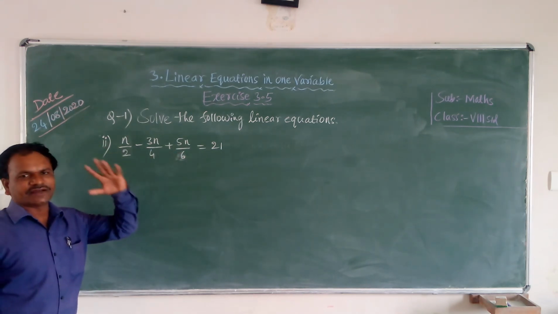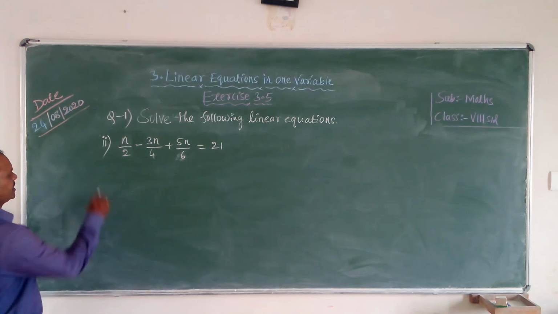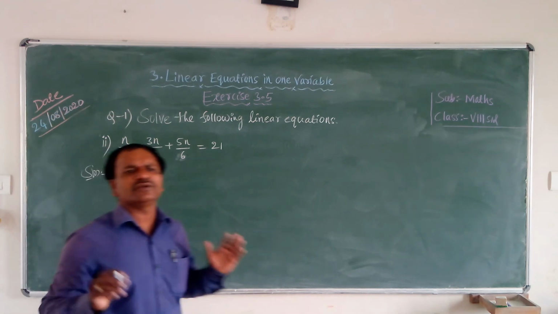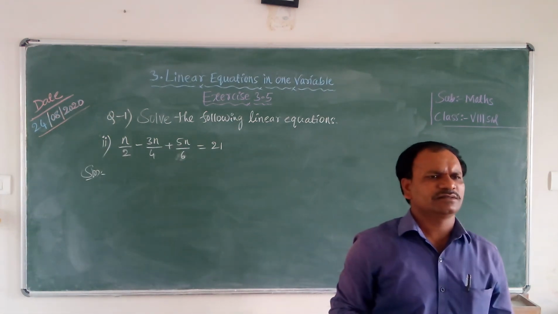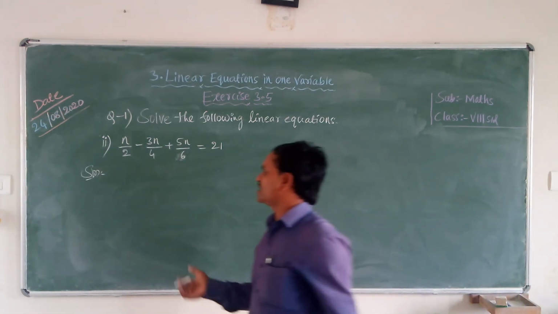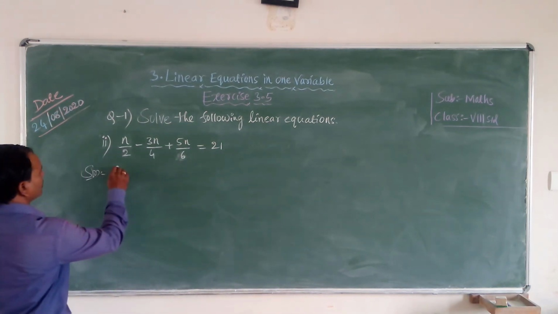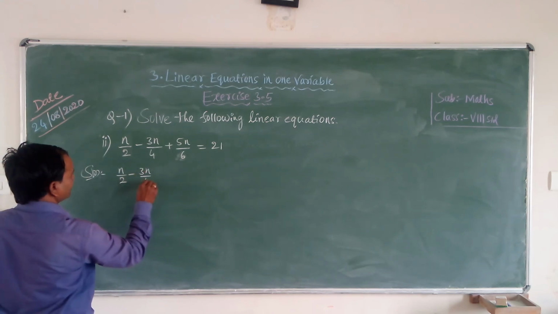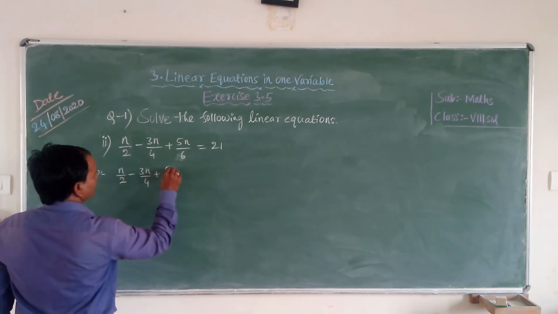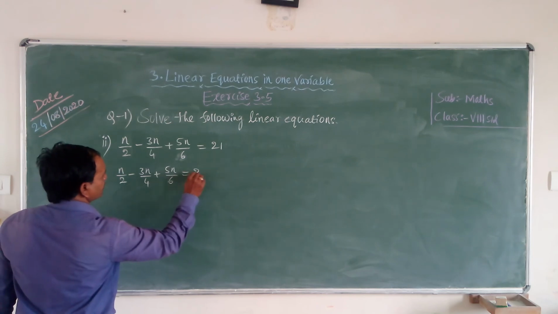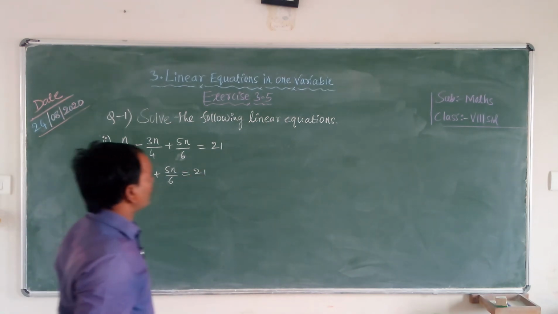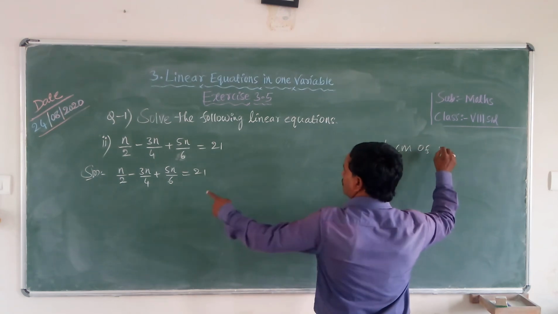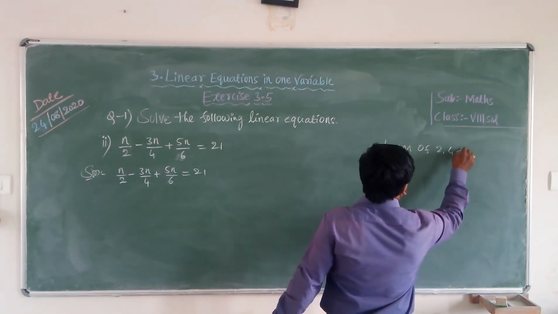First we have to take the LCM. Very simple mathematics, a simple technique, I will tell you now. n by 2 as it is. What is the question? First you have to write it once again: plus 5n by 6 is equal to 21. So first take the LCM of 2, 4 and 6.